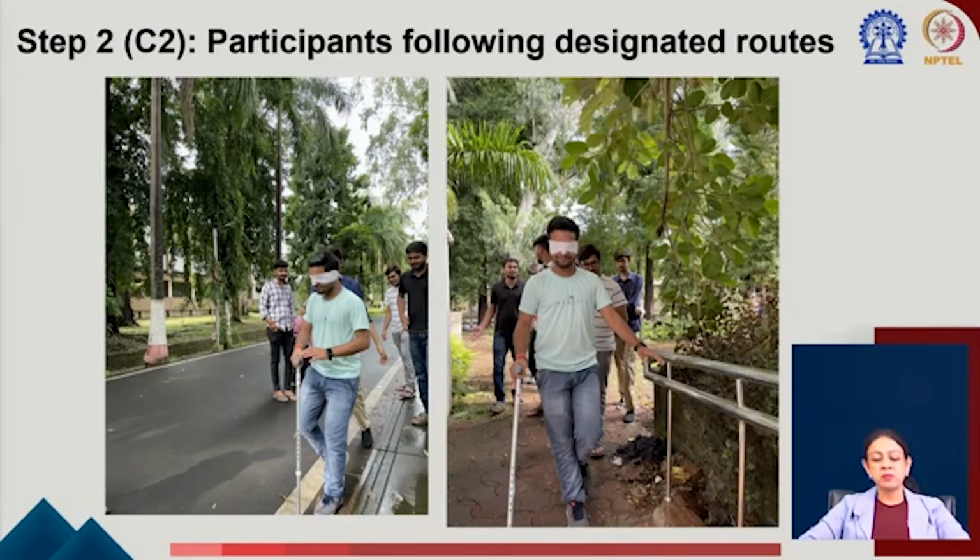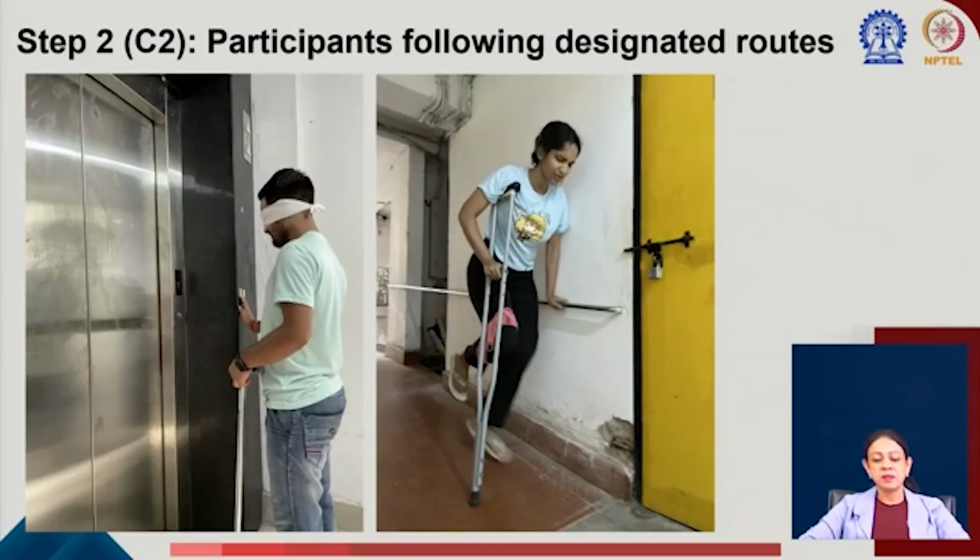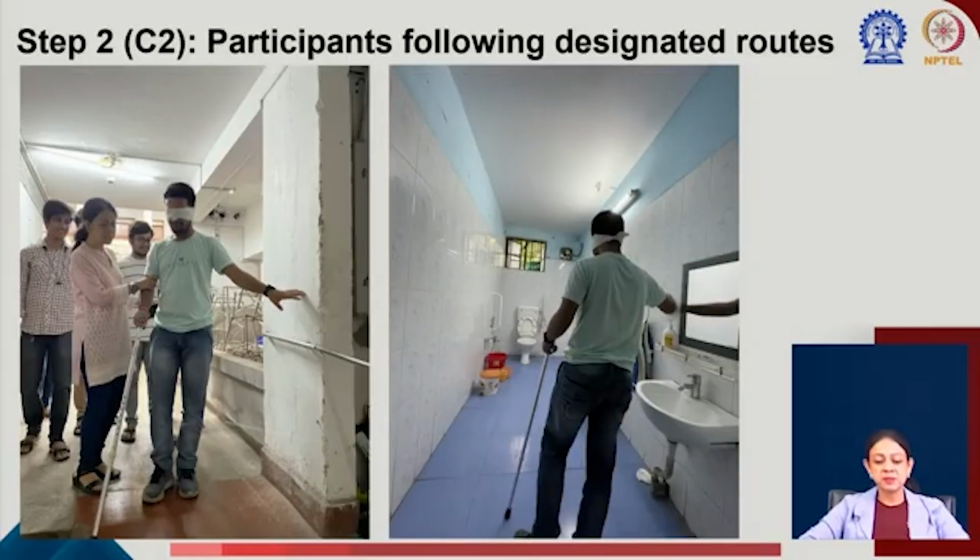They are made to follow the routes. A person is always there at the back to help. They are made to just take the help of the grab bars wherever possible, use the lift, try to feel the lift. Use the universal design toilet.